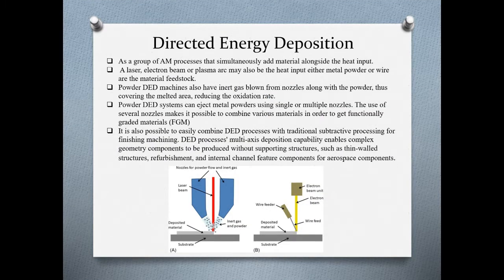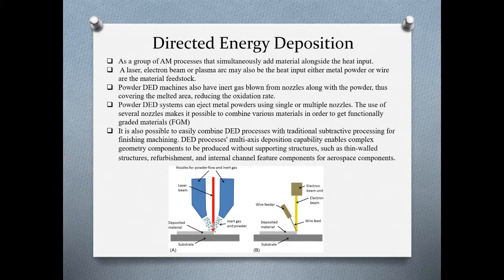Directed energy deposition. The figure shows the DED as a group of AM processes that simultaneously add material alongside the heat input. A laser, electron beam, or plasma arc may be the heat input, and the metal powder or wire are the material feedstock.